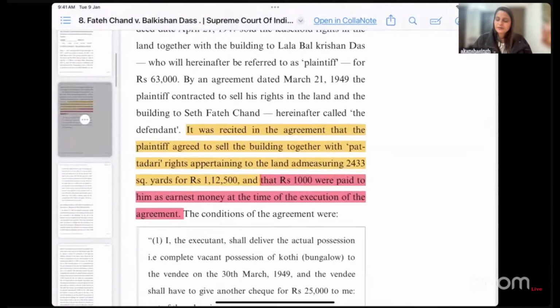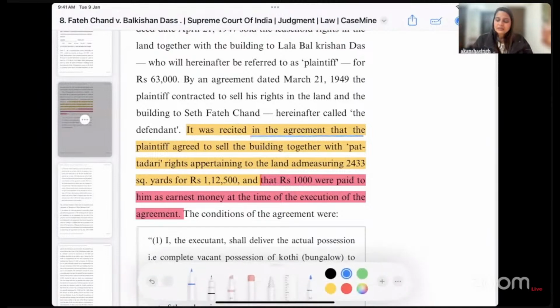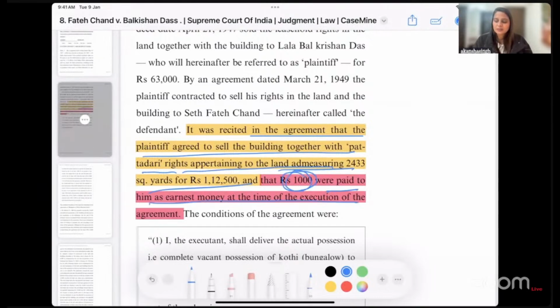So we refer to the highlighted part. The clause here said something. What is the clause in the agreement between Fateh Chand and Balkishan? It was recited in the agreement that the plaintiff agreed to sell the building together with this particular right to the land measuring this, and that 1,000 rupees were paid to him as earnest money at the execution of the agreement. So in the contract, it is very clearly mentioned that this is our earnest money that we are giving to you.